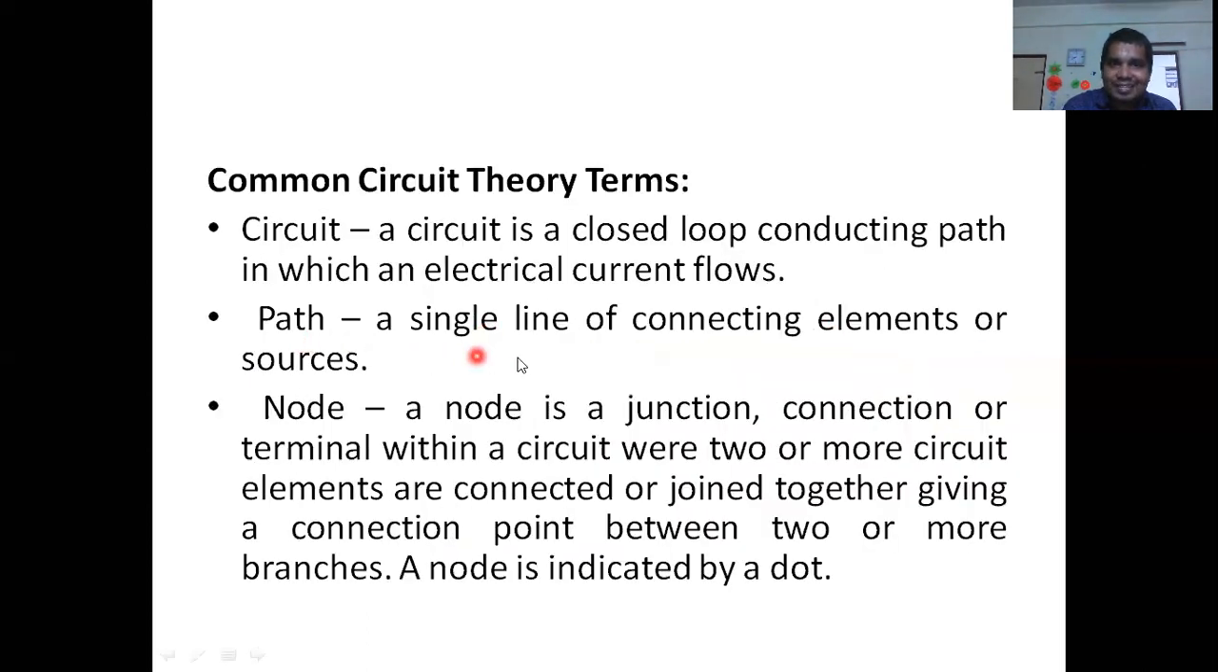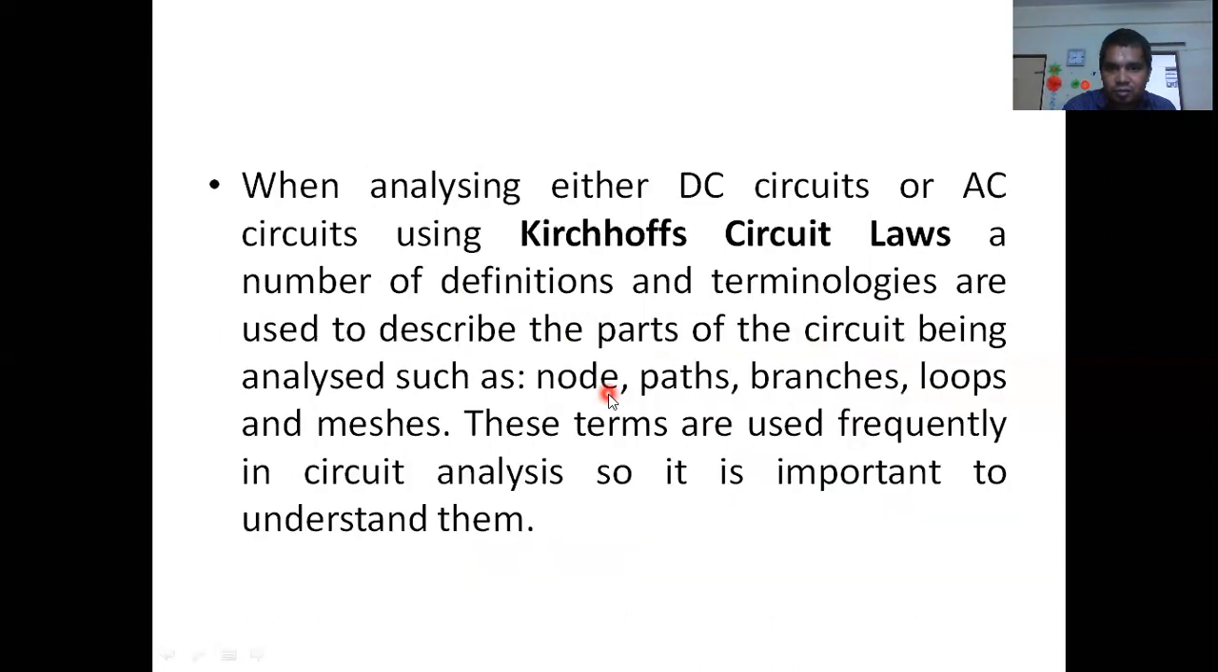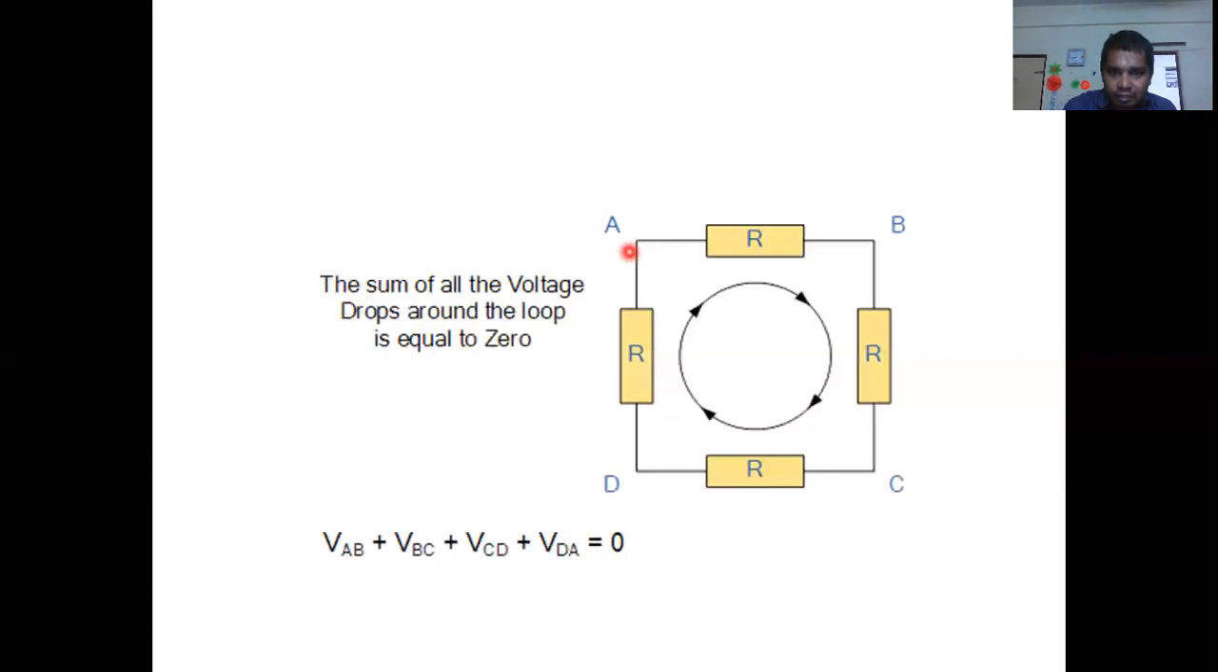Path: a single line of connecting elements or sources. We can say here also, this is a path. Between this one point and this other point you have connected an element. This is called a path. Current is flowing in this path. This is also one path, this also one path. A path represents the element through which the current will be flowing, right? That is a path. How many paths here? You can say one path, two paths, three paths, four paths. The four elements are four paths available, right?